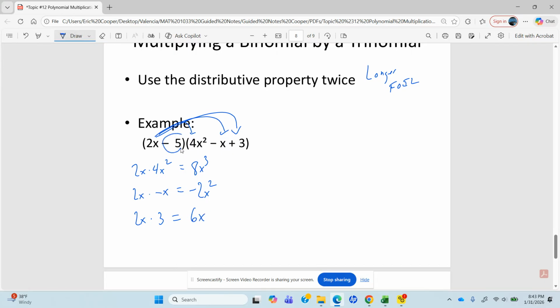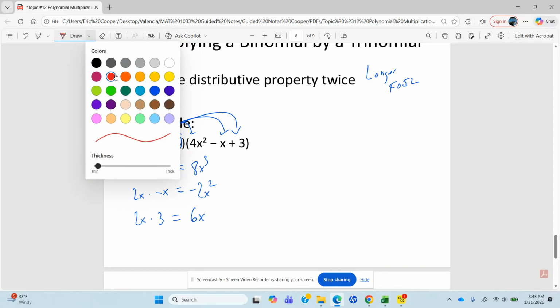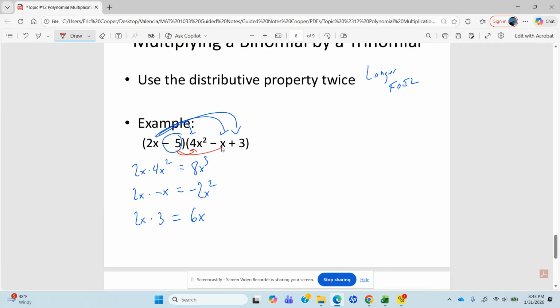Now we're going to take the negative 5 and do the exact same thing. We'll take the negative 5 and it'll get multiplied by these three terms as well. So I've got negative 5 times 4x squared, negative 5 times negative x, and negative 5 times 3. Negative 5 times 4x squared is negative 20x squared. Negative 5 times negative x, two negatives make a positive, so this is just 5x. Negative 5 times 3 is negative 15.